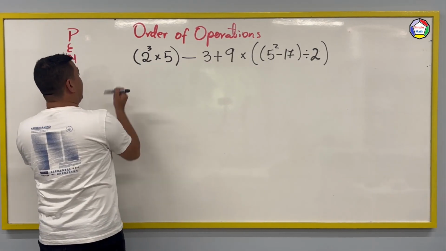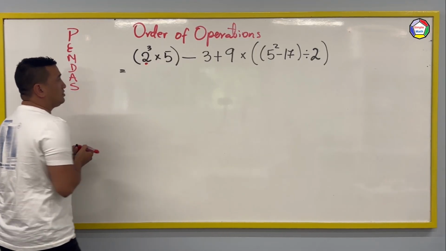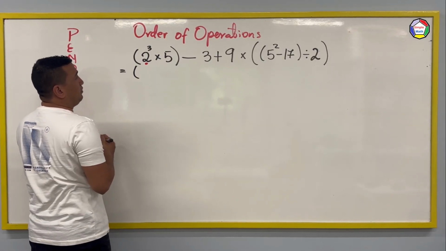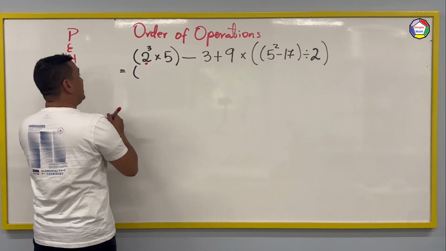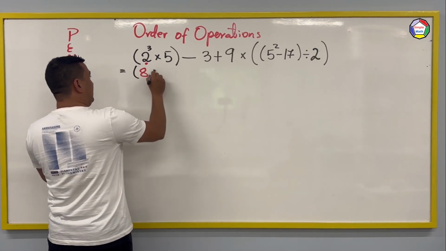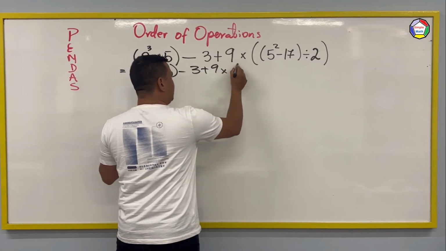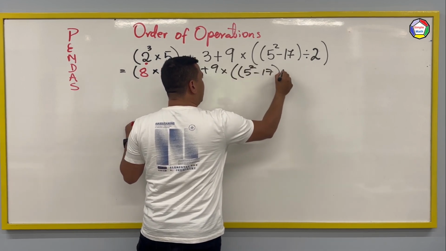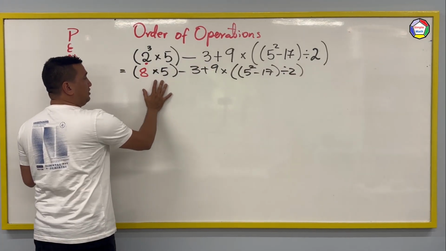So this is going to be equal to, remember, I'm going to solve this part first. I will open the parentheses again. How much is 2 to the power of 3? It's 2 times 2 times 2. 2 times 2, 4, times 2, 8. So this is 8, and I will repeat everything the same. Times 5, minus, plus 9 times the big parenthesis, then the other one, 5 to the power of 2 minus 17, divided by 2. All right?